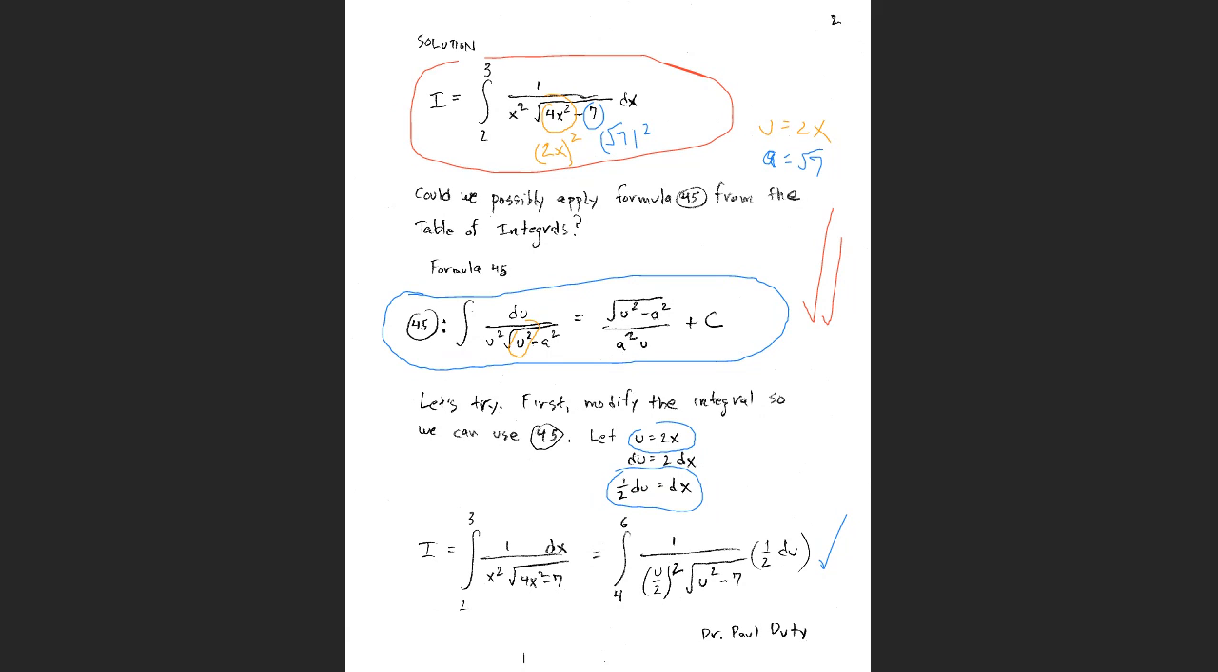So first, let's talk about the limits. The original limits are 3 and 2 for the original integral with respect to x. The new u limits are going to be 2 times 3, which is 6, and 2 times 2, which is 4. Now what about that x squared here? Well, if u equals 2 times x, then u divided by 2 equals x. So that's how we get this u over 2 here. We're going to have to do a little more before we can apply the formula directly, but we're on our way. Please let me know if you have any questions.